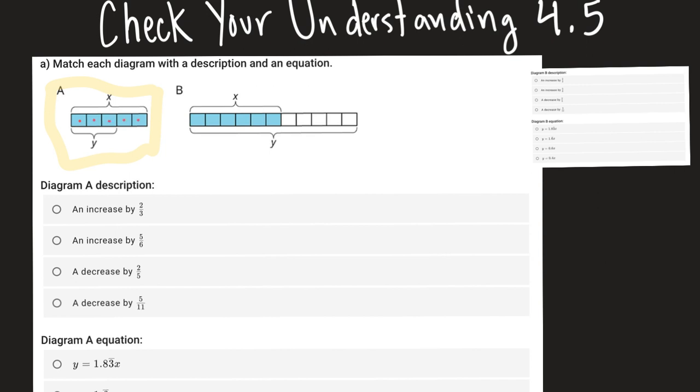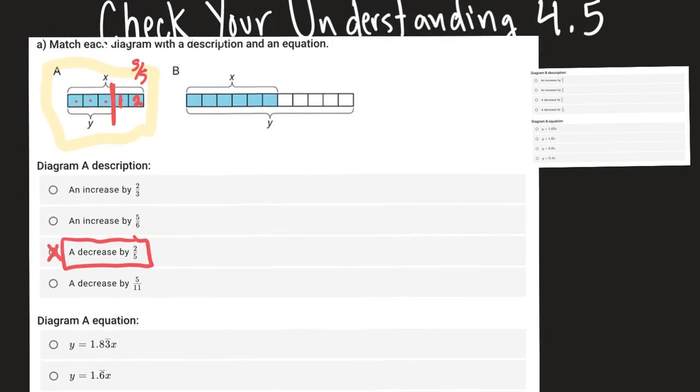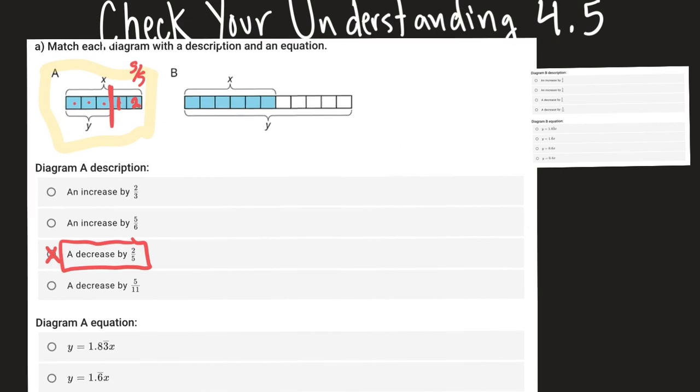So we are starting at 5/5, and then y is not as many as that. So we are actually decreasing by 2/5. So A is a decrease by 2/5. If we look at the equation of that, x is where we started, and then we decreased it by 2/5 of x.